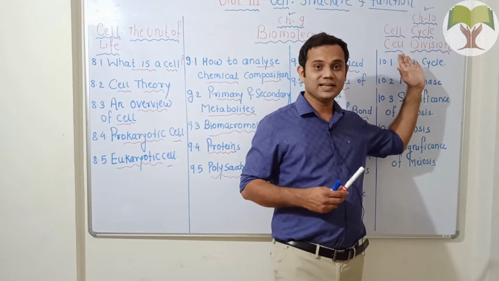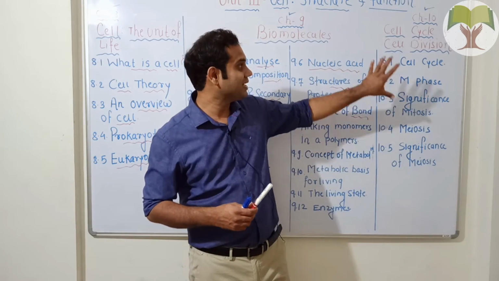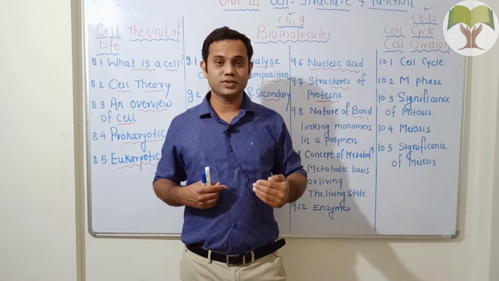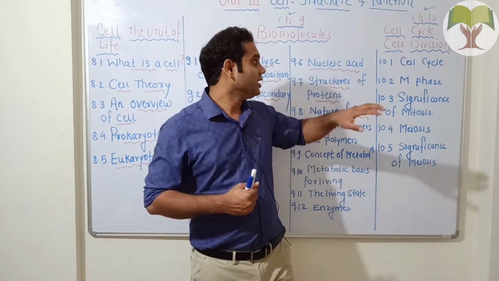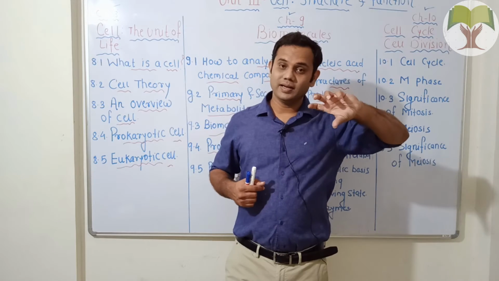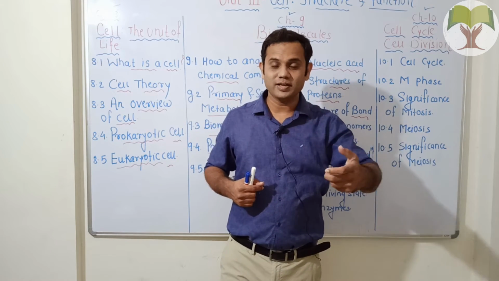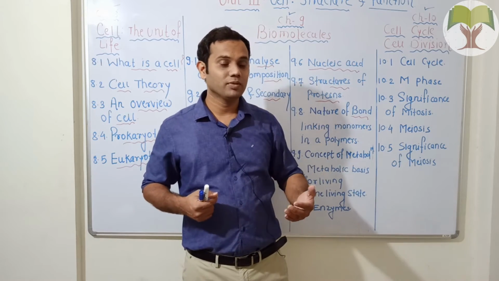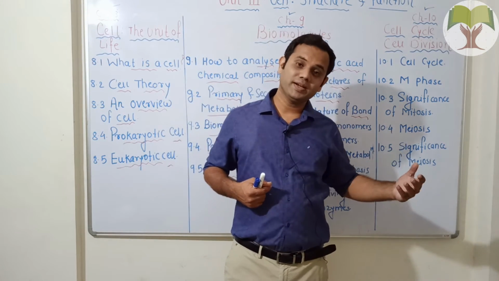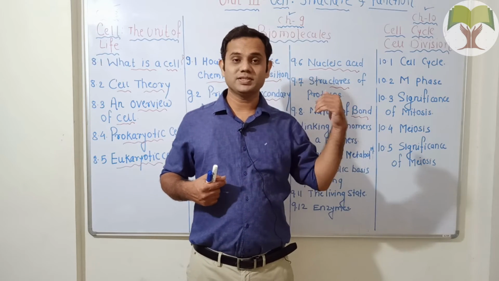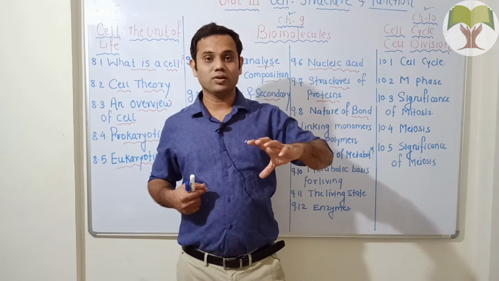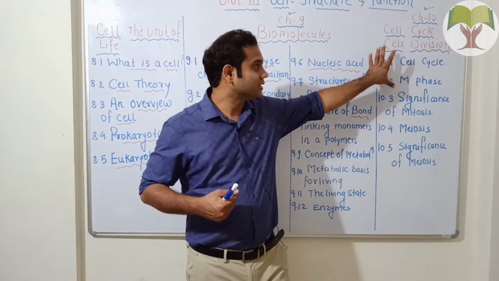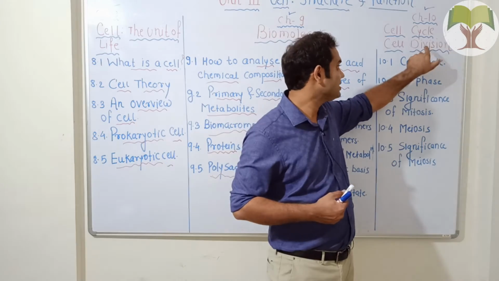that is cell cycle and cell division. So what is this cell cycle? You know that the cell is the fundamental structural and functional unit of the organism, and this cell multiplies, divides and produces daughter cells. So how these daughter cells are formed, what is the science behind that, what is the process involved in that multiplication or division, those things will be studied in this 10th chapter, that is the cell cycle and cell division.